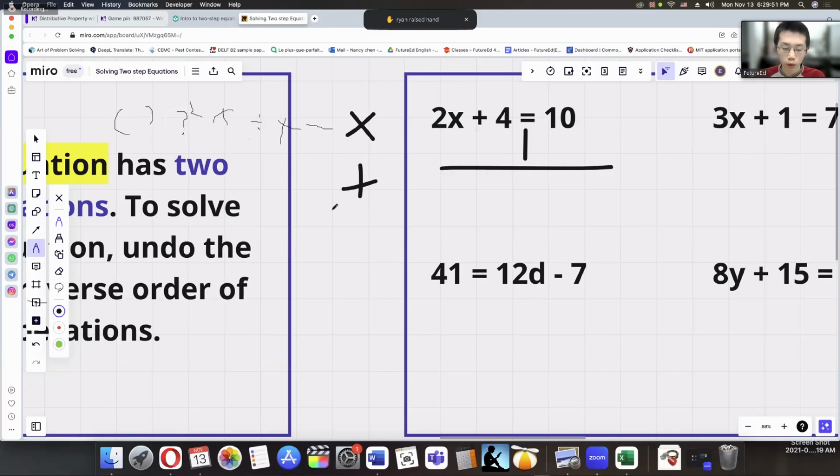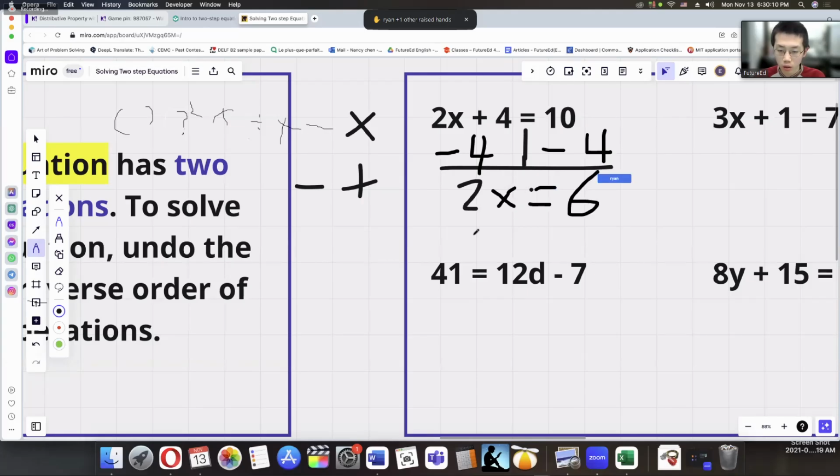So because multiplication came first and then addition came last, how do we get rid of the addition? I see, you use subtraction to get rid of the added 4. So if you subtract 4 from both sides, you get what? 2x equals 6. Because 2x is still being multiplied, you need to divide each side by 2 to get 3, right?